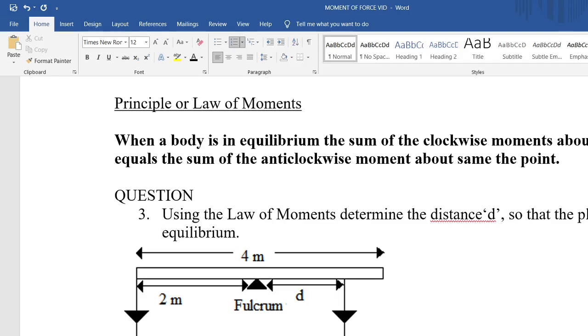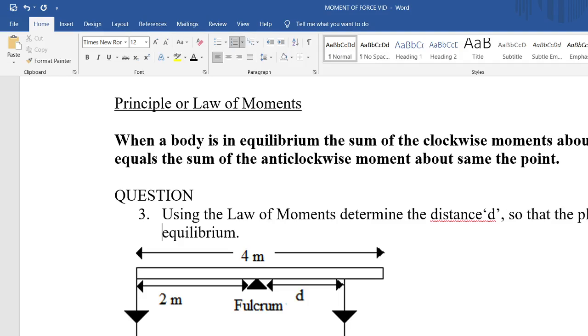So let's look at this now. When our body is in equilibrium, the sum of the clockwise moments about any point is equal to the sum of the anti-clockwise moments about the same point. Below, question 3 looks at a seesaw scenario. I'm sure we've all sat on a seesaw and experienced that state of equilibrium. We're expected to find a distance here.